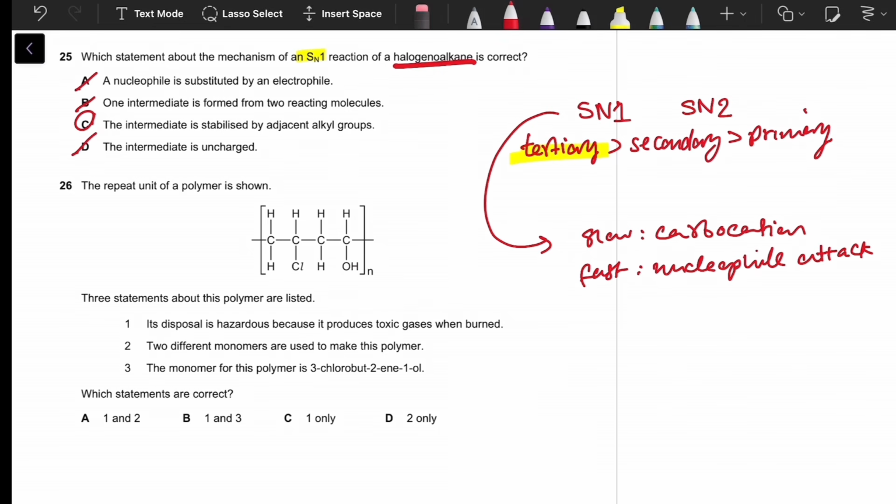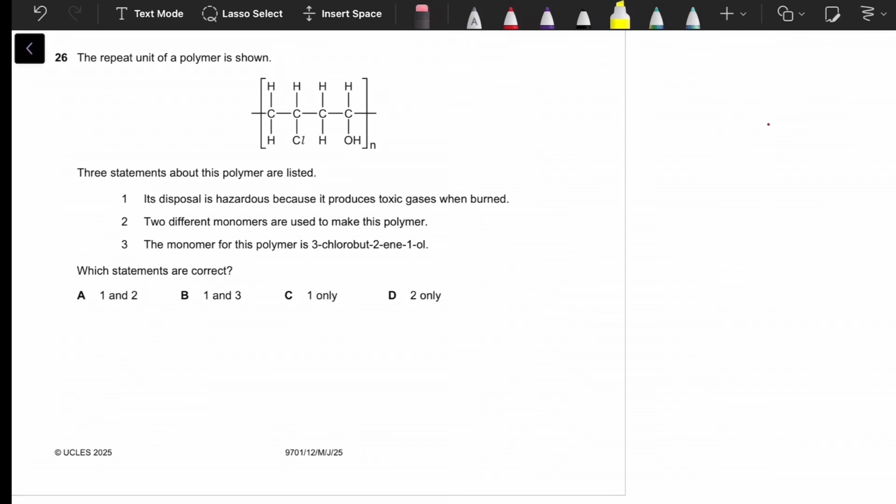So, question number 26 shows us a repeating unit of a polymer, and it's given us 3 statements, and we have to find which ones are correct. Statement number 1 states that its disposal is hazardous because it produces toxic gases when burned. True, because we can see chlorine, and we can assume that HCl fumes will be produced, which are toxic.